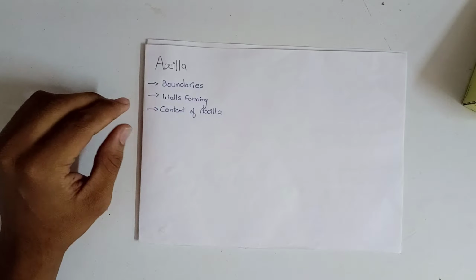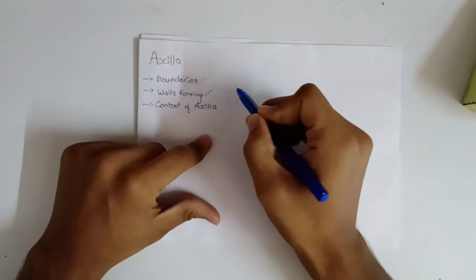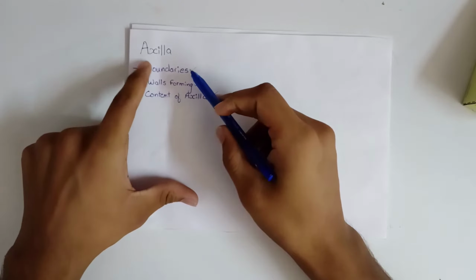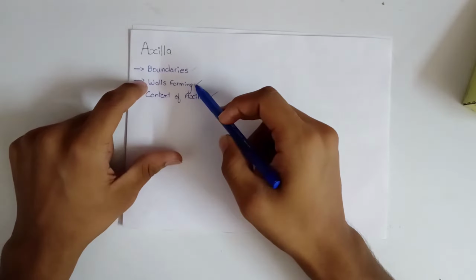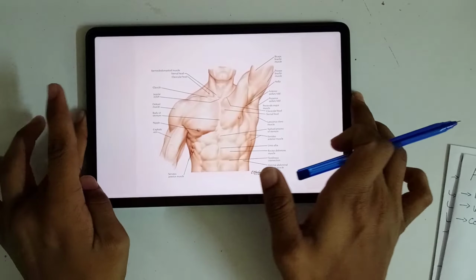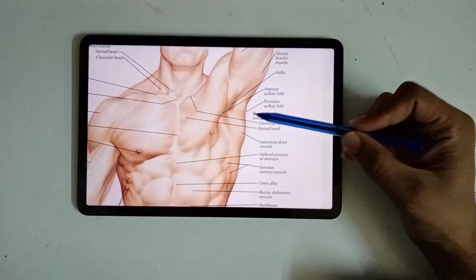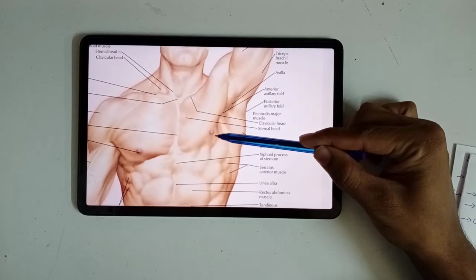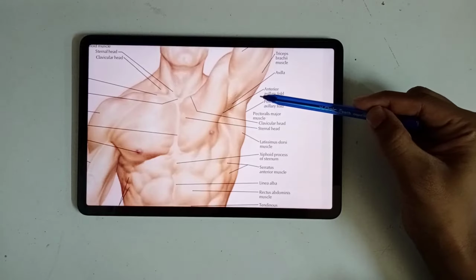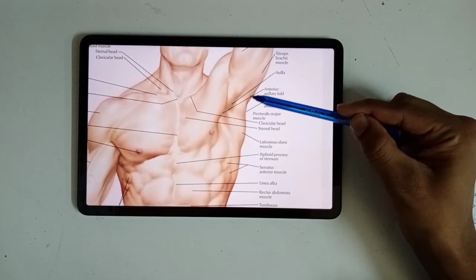In today's topic we will be covering the boundaries, walls forming and contents of the axilla. Basically, boundaries and wall formation are the same. Axilla is the armpit, in layman's language. This is the armpit. This one is the anterior axillary fold, and this one is the posterior axillary fold.